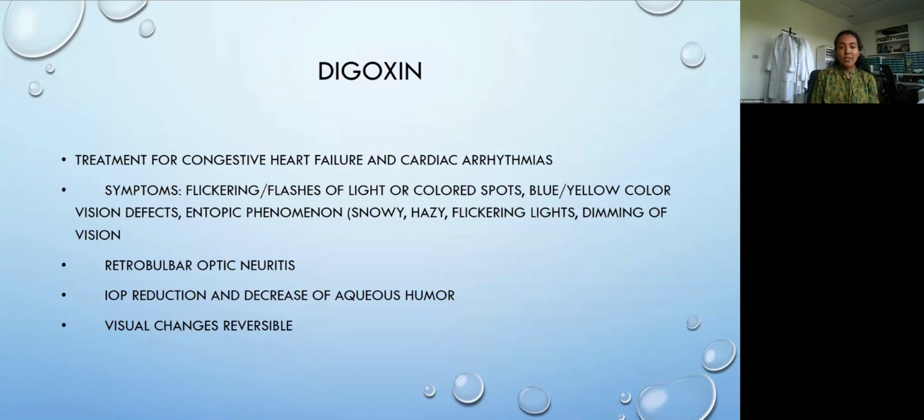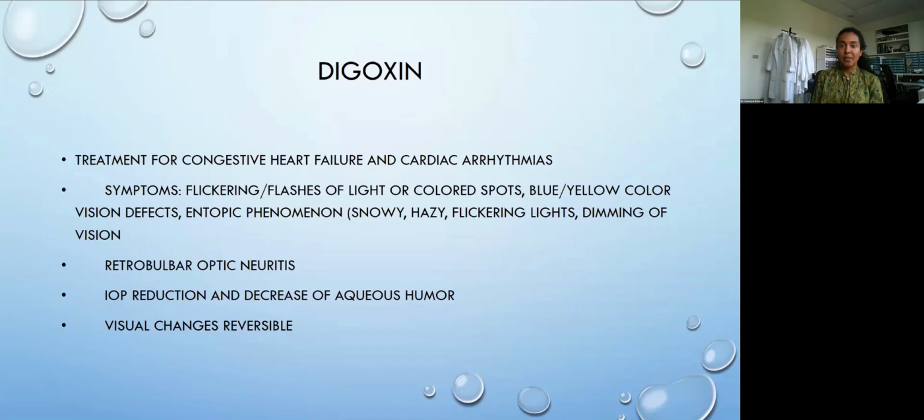So the next one here is Digoxin. This is our treatment for congestive heart failure and also cardiac arrhythmias. Patients with this medication complain of flickering and flashing of light. They can see colored spots, blue-yellow vision defects. So this is an important one.